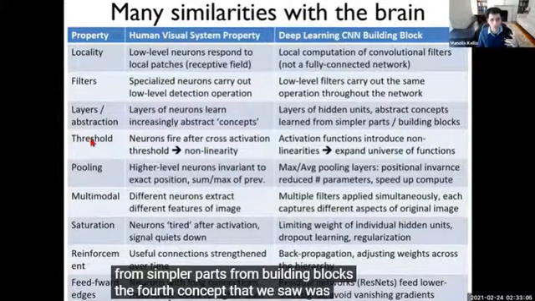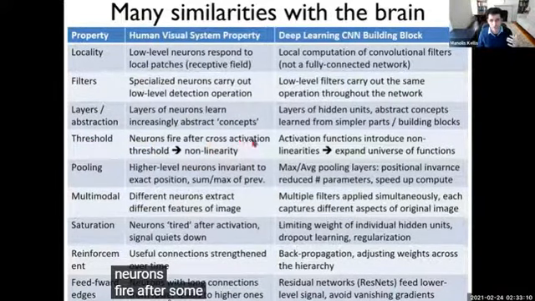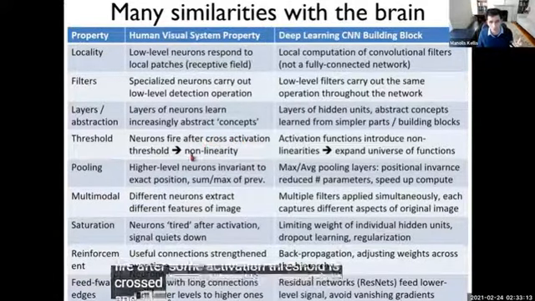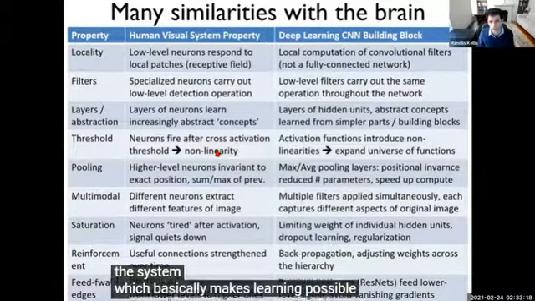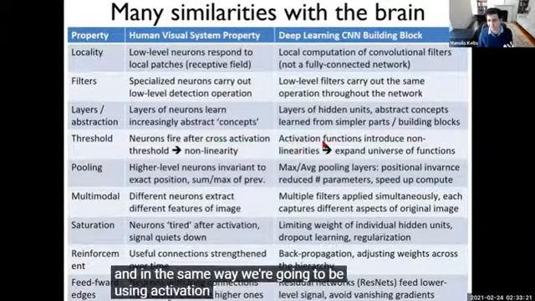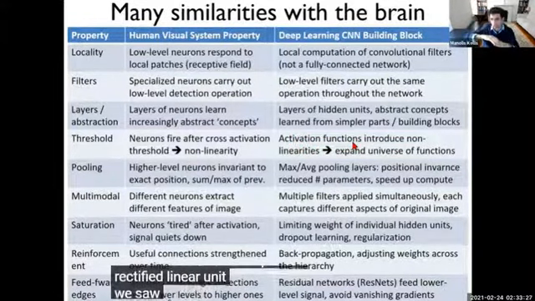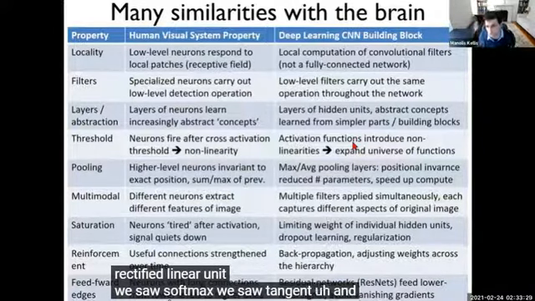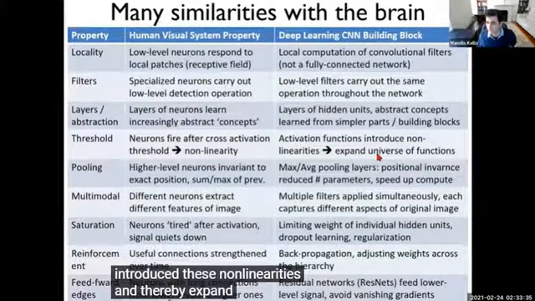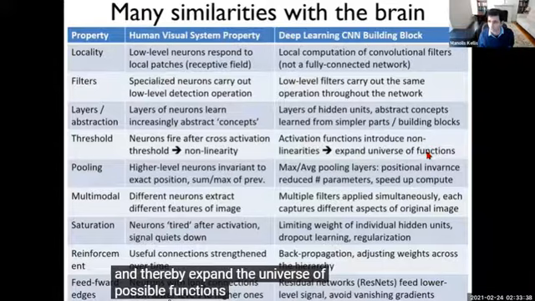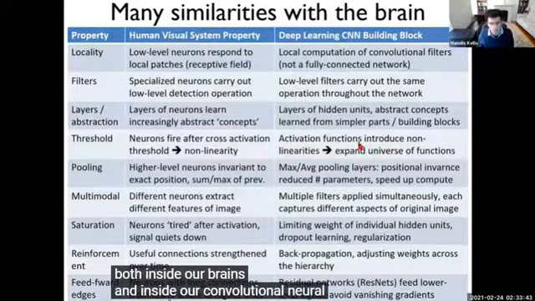The fourth concept that we saw was an activation threshold. The fact that neurons fire after some activation threshold is crossed, and that introduces a nonlinearity in the system, which makes learning possible in the first place. And in the same way, we're going to be using activation functions. So we saw ReLU, for example, this rectified linear unit. We saw softmax, we saw tanh, and other functions that introduce these nonlinearities and thereby expand the universe of possible functions that we can capture and encode and learn both inside our brains and inside our convolutional neural networks.